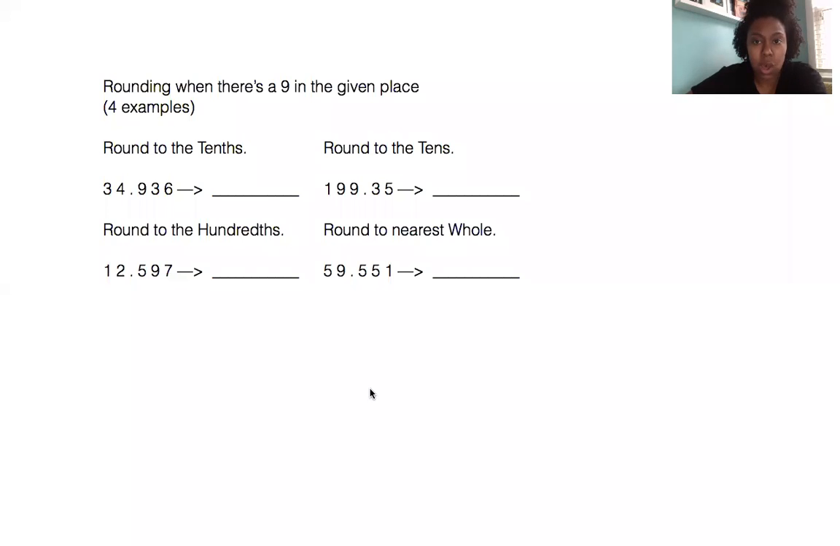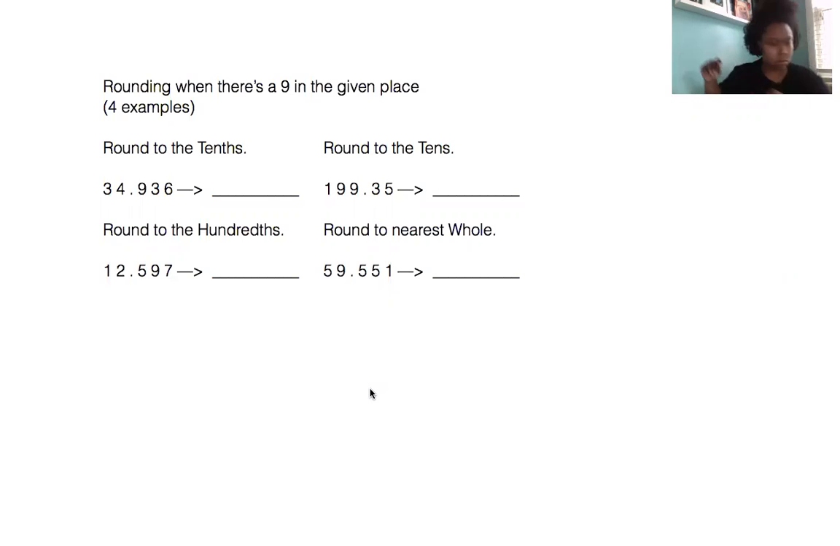Hi, friend. So it's Miss Martin. I wanted to talk to you about rounding where there's a nine in the given place. So we're going to look at four different examples right here. Okay, so let's look at the first example.